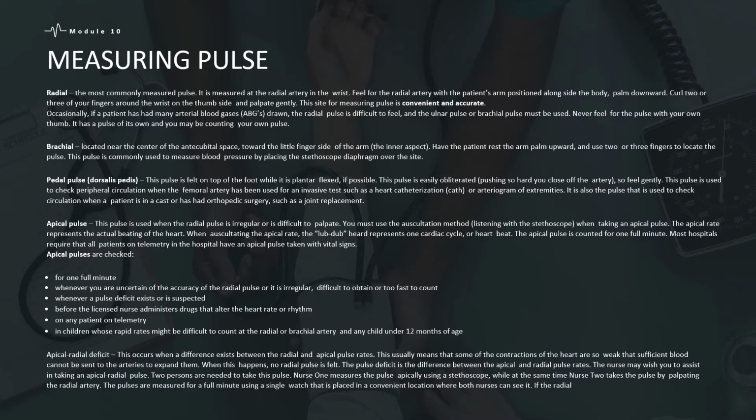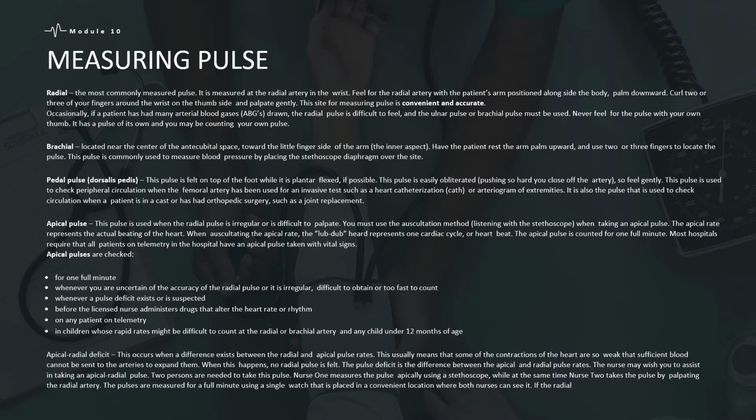Never feel for the pulse with your own thumb. It has a pulse of its own, and you may be counting your own pulse. Brachial, located near the center of the antecubital space, toward the little finger side of the arm, the inner aspect. Have the patient rest the arm palm upward, and use 2 or 3 fingers to locate the pulse. This pulse is commonly used to measure blood pressure by placing the stethoscope diaphragm over the site.